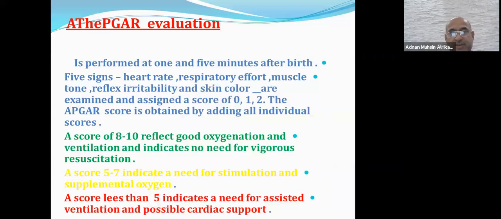Again, with the Apgar score, it's performed at 1 and 5 minutes after birth, and of course repeated at 10 and even 20 minutes after birth. So you can repeat it at least 4 times according to the well-being of the newborn. As we said, all of these vital signs should be recorded. An Apgar score of about 8 to 10 reflects good oxygenation and ventilation and indicates no need for rigorous resuscitation.